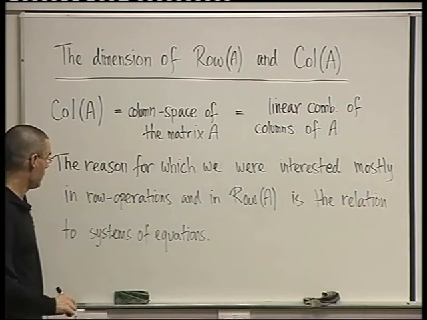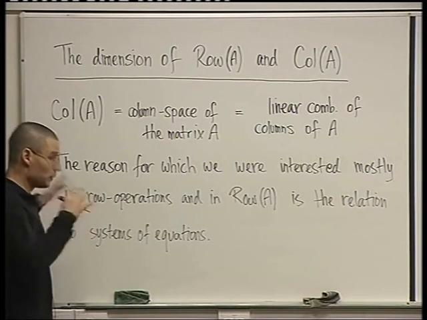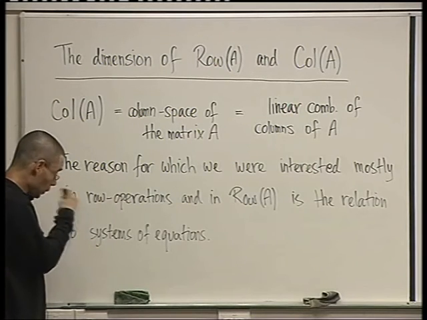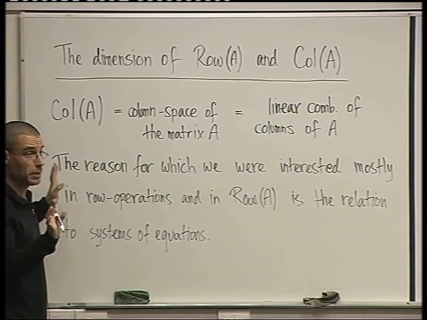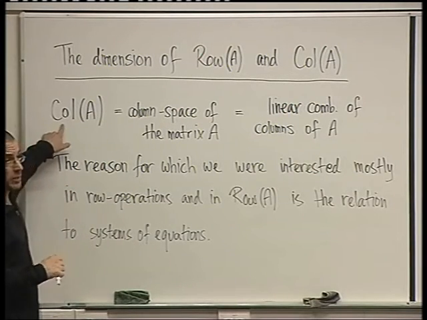Okay? So this is something I emphasized before and I'm emphasizing again. You cannot do column operations when you're looking at a coefficient matrix of a system of equations. That's false. Okay? It gives you a different system. Okay? We did mention column of A though.